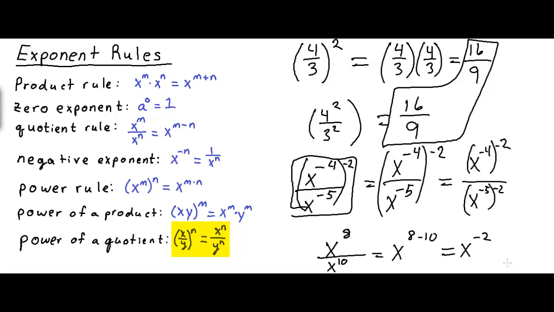Again, we have to go back and make sure we understand each of these exponent rules. Our negative exponent, all that means is we flip it and then take away that negative exponent. So there we have it, all of your exponent rules.